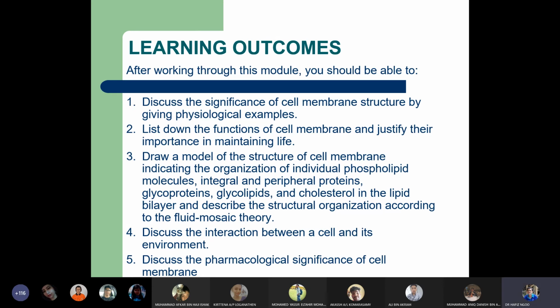Okay, and why is that important? Can anyone answer the question? Why does the cell need a cell membrane? To control the substances that enter the cell. Okay. Why is it important that the cell wants to control the substances that enter into the cell? So that the cellular activities are normal. Okay, so the cellular activities are normal.